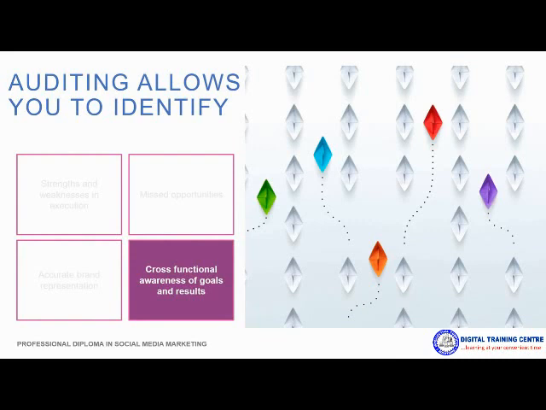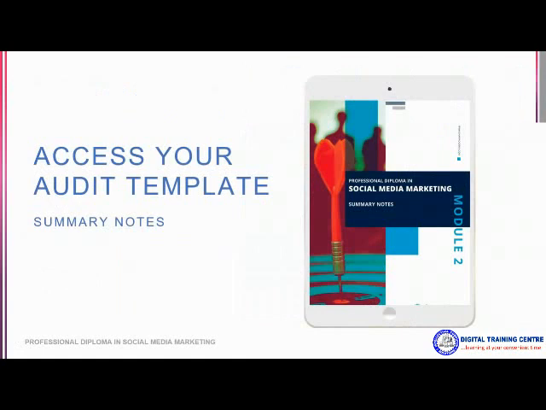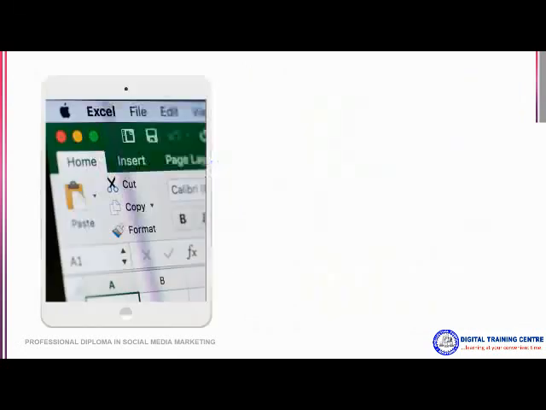In the last lesson, we looked at goal setting. So you should have your goals and know what it is you want to achieve. Now, you need to find out what is helping you and what is hindering you in your social media marketing. Before we begin, you are more than welcome to access your template after this lesson in the summary notes, but you can also create your own template document in an Excel spreadsheet.